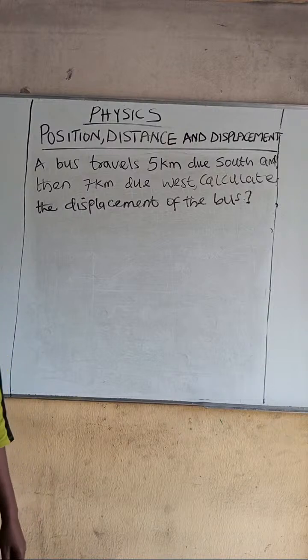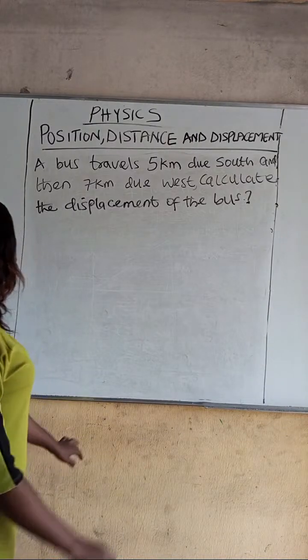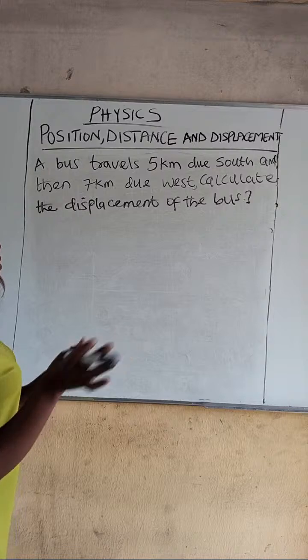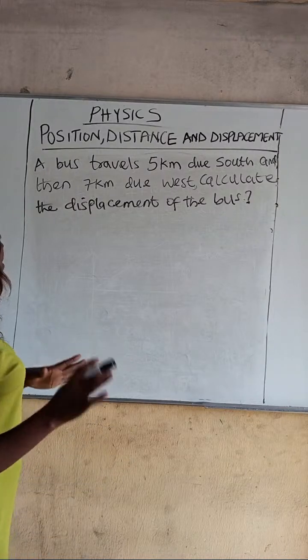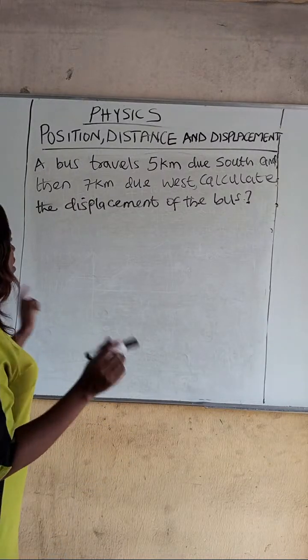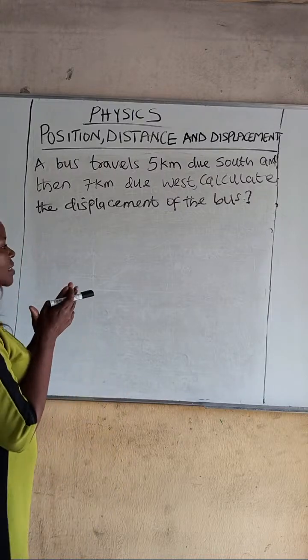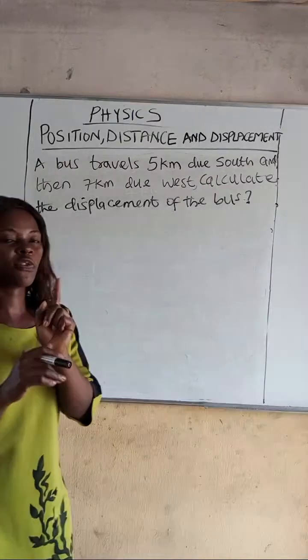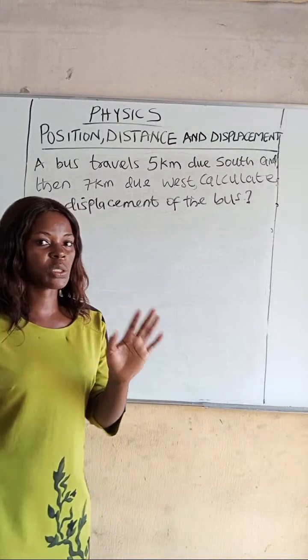Okay, we have this question. A bus travels 5 kilometers due south and then 7 kilometers due west. Calculate the displacement of the bus. All right. Remember, you must not forget the 4 cardinal points. We have to draw it to be able to specify our question.